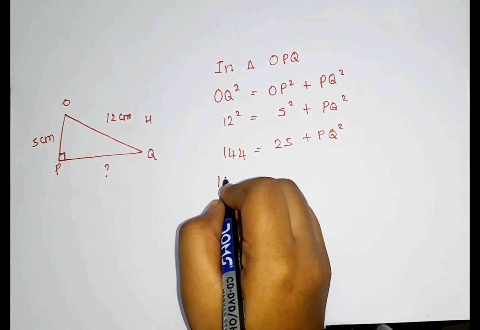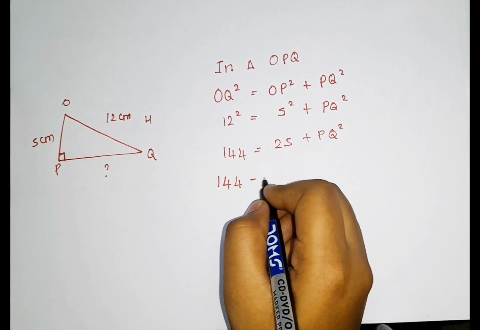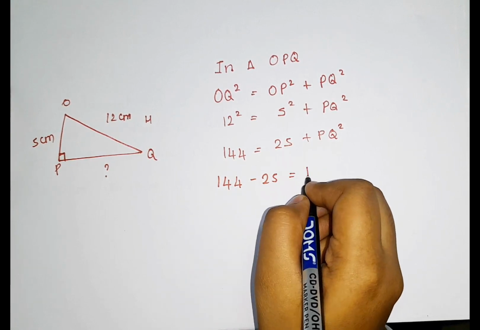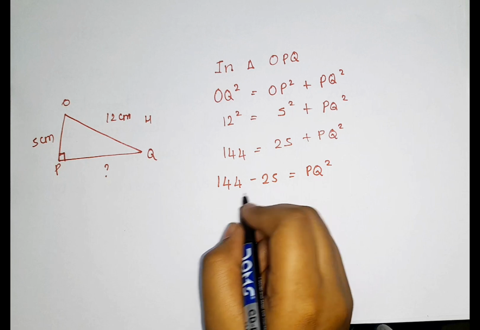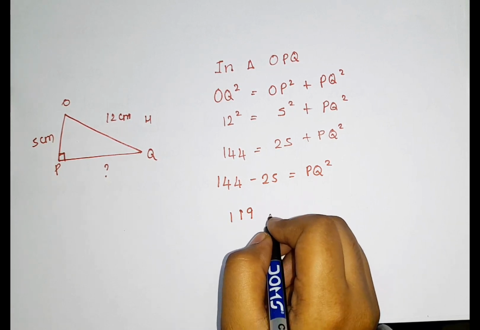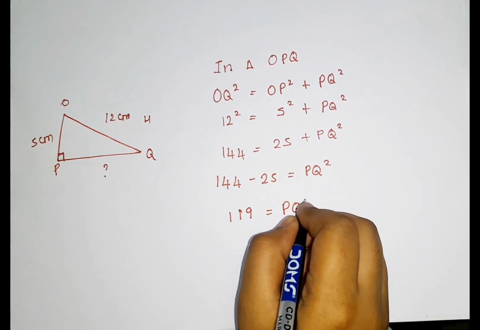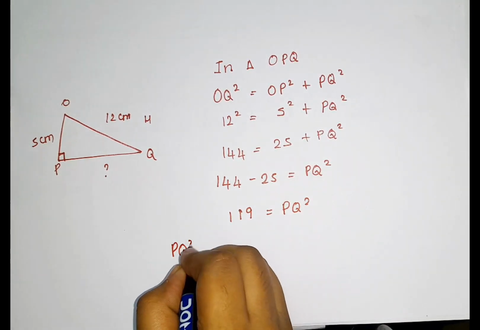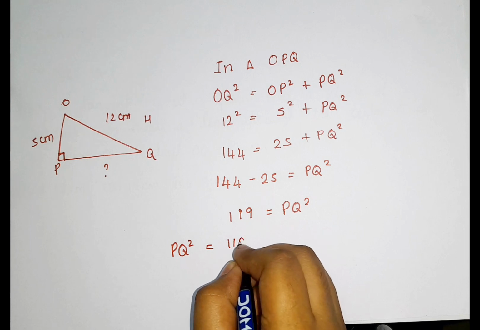Okay, so 144, when we get it to this side, it changes into minus 25 is equal to PQ square. When we subtract it now, we'll get 119 is equal to PQ square. I'll write it in the correct order. So PQ square is equal to 119.